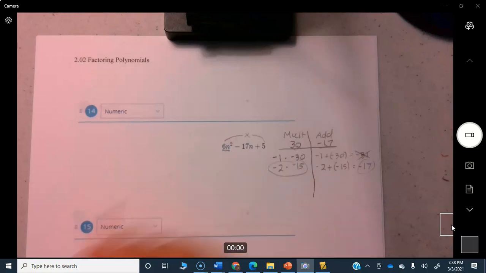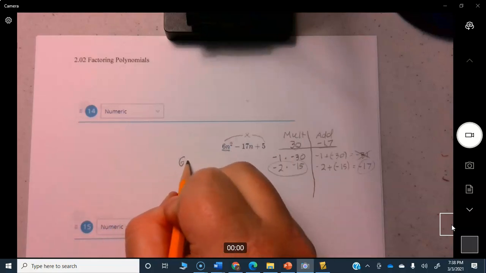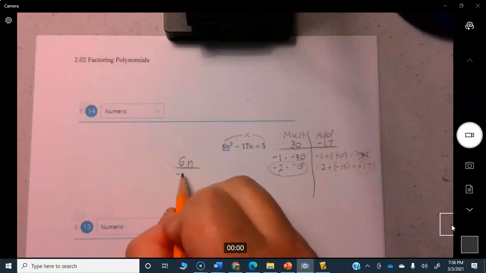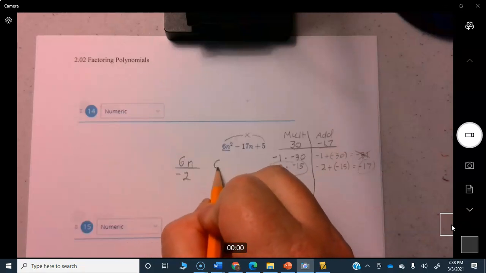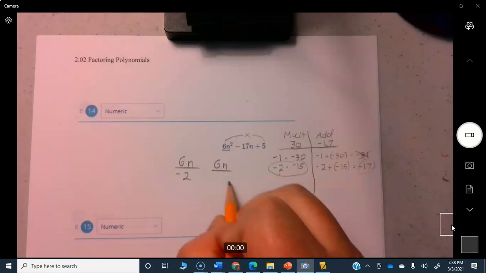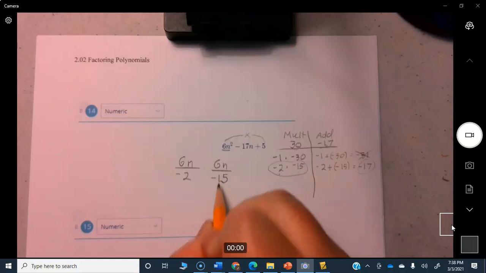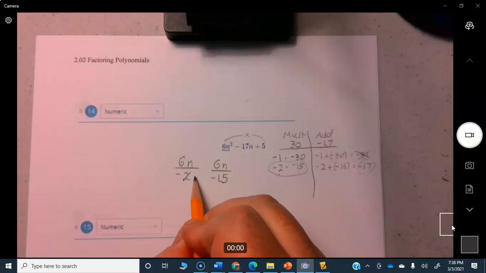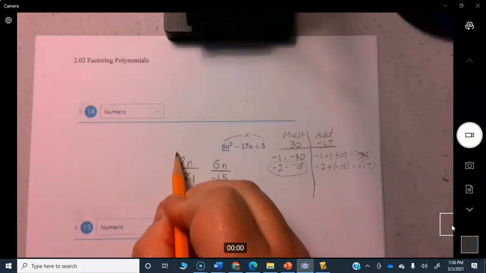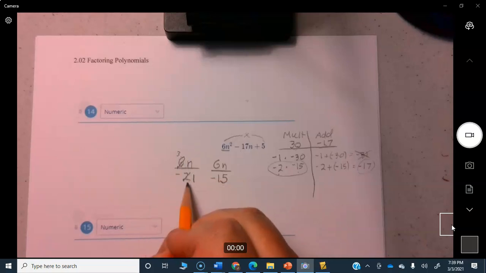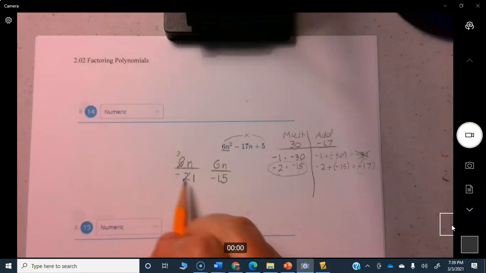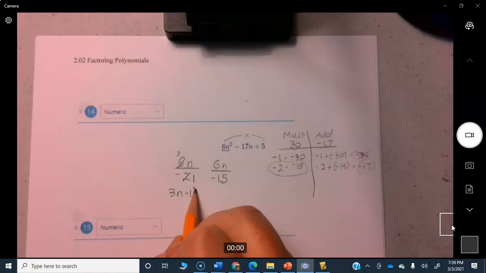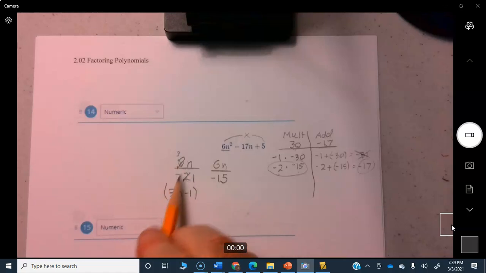Now we take the 6n and make a ratio, 6n over negative 2, and then 6n over negative 15. So 6 and 2: 2 goes into 6 evenly, it goes in 3 times, so you can cancel that. 2 goes into 2 once, goes into 6 3 times. So now I've reduced this one. So it's 3n minus 1. Be sure you know how to read that after you've done the cancellation. 3n minus 1.